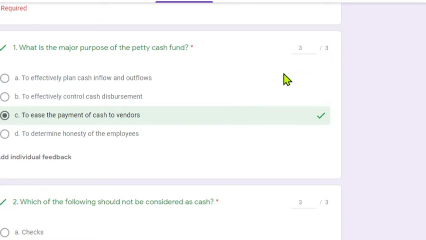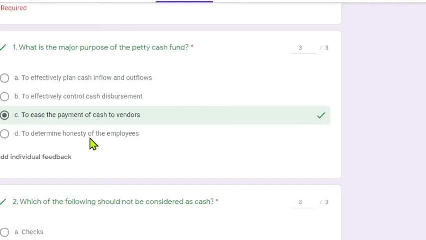A, to effectively plan cash inflow and outflows. Yes, para dun sa outflows, pero sa inflow, hindi yan ang concern ng petty cash kasi ang concern ng petty cash is yung palabas, yung outflow of funds. So normally, itong inflow, hindi yan ang purpose ng petty cash fund. So A is wrong.